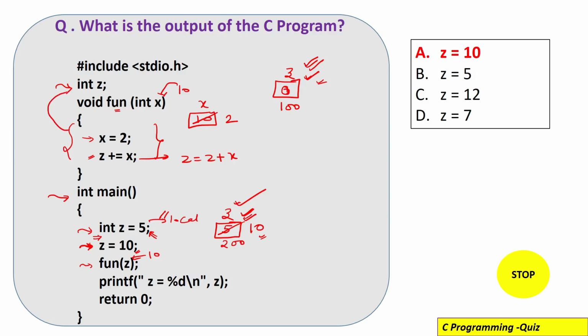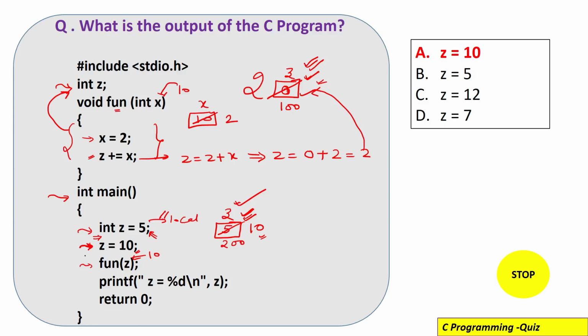So we will directly jump to the global variable z. We will take this 0. So this means z equal to 0 plus x, and x is 2. So this will be 2. That means this 2 will be going inside the global variable. So 2 will be here.